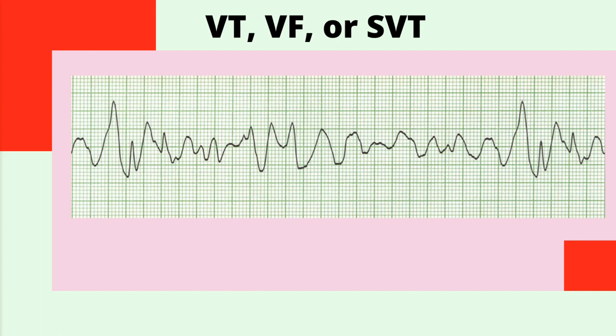First rhythm. Do you see any symmetry, any repeating pattern? No, you do not. This is completely erratic and chaotic. Yes, there is large amplitude, large voltage, but it is not organized at all. So this is a coarse VFib, a VFib that is likely to respond to defibrillation attempts.